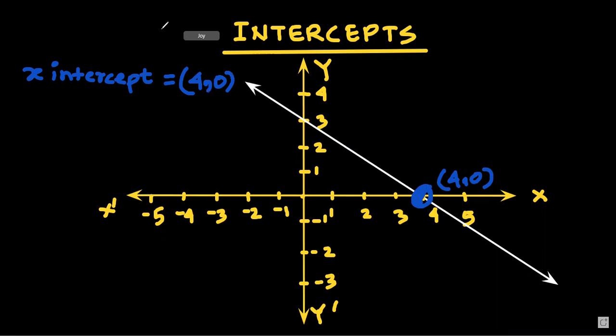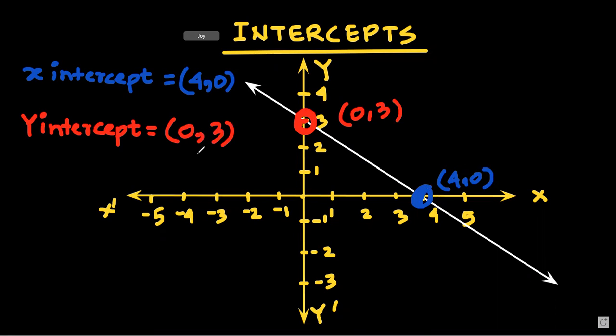What would be the y-intercept then? Y-intercept is the coordinate point where the curve crosses the y-axis. So it crosses the y-axis at this point, and this point is 0, 3. So y-intercept is 0, 3. That's all. So if you are given some graph and you need to find out the x-intercept and y-intercept, you can easily find it, correct? Done.